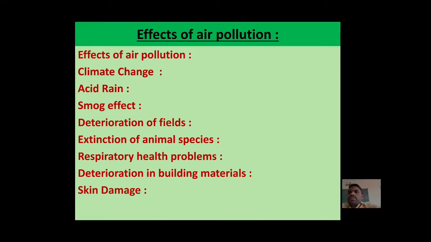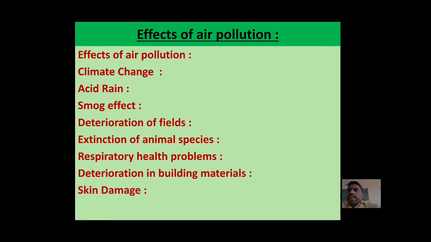And next one is the deterioration of the earth. Here, deterioration means changing the quality of soil, or we can say the environment. It means climate change, acid rain and smog all damage the earth's surface.